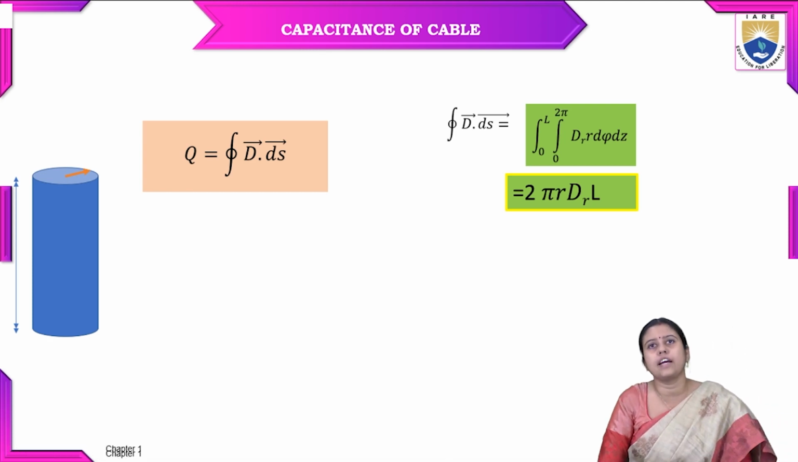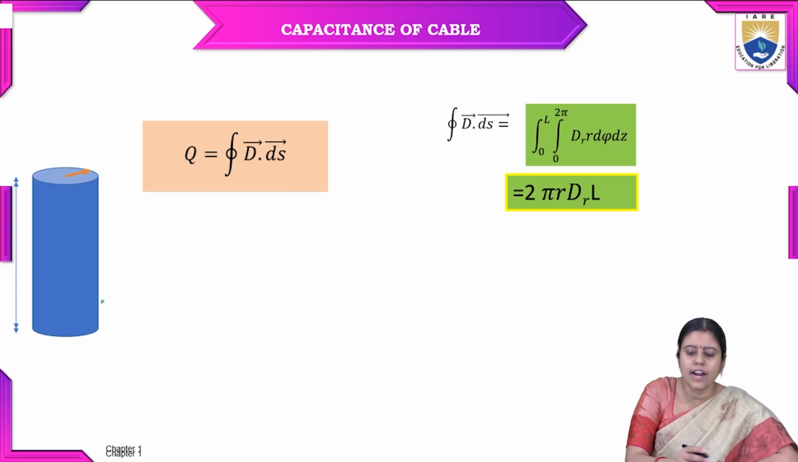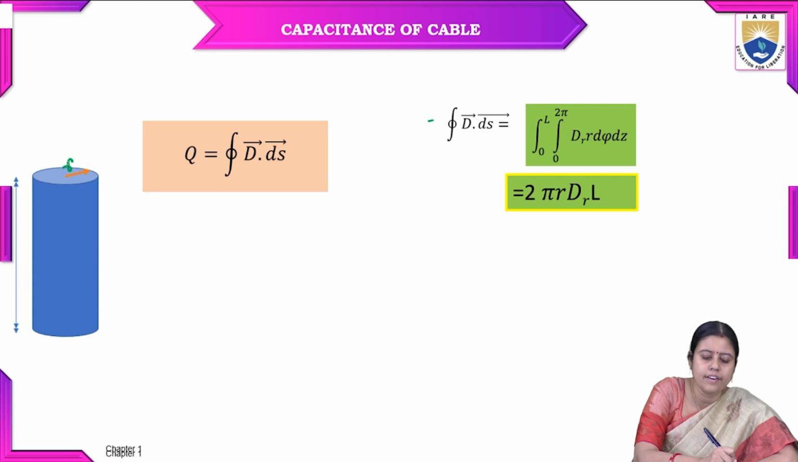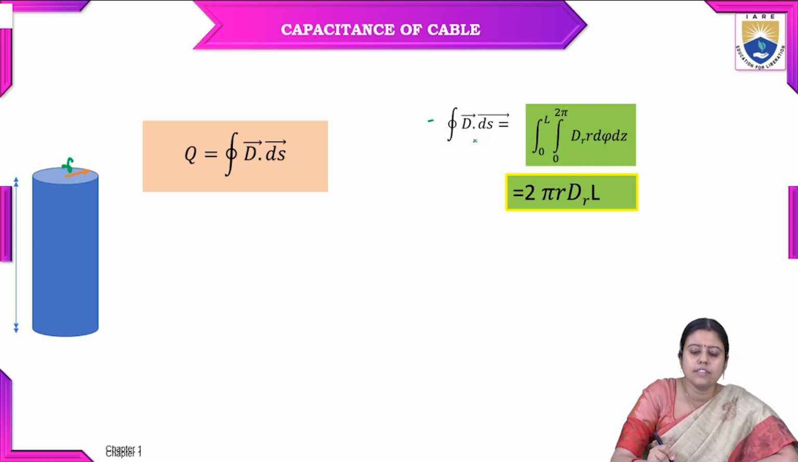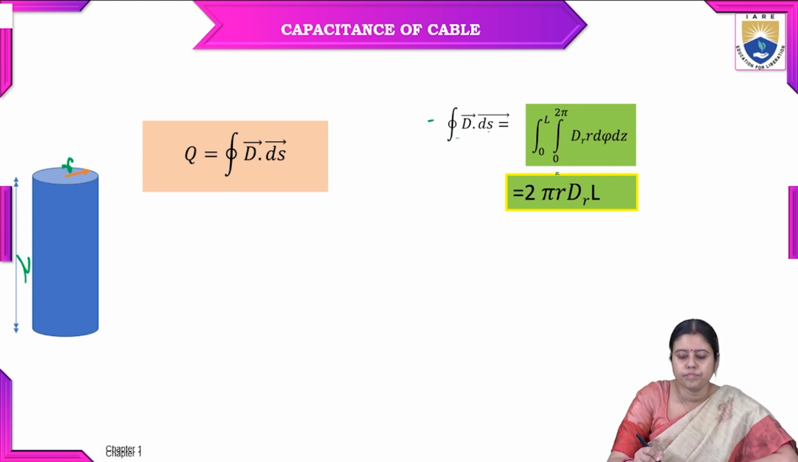First we will think of it, and it is better to say this is the concentric cable. So how can we calculate the capacitance of a cable? We know that the total charge Q is equal to the integral of D dot ds. We are taking one cable whose radius is r. So what is D dot ds? D dot ds is equal to, with the length taken as L, the integral from 0 to 2 pi, 0 to L, of r d phi dz.